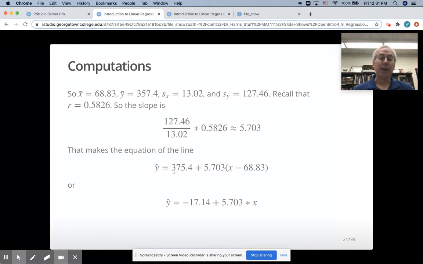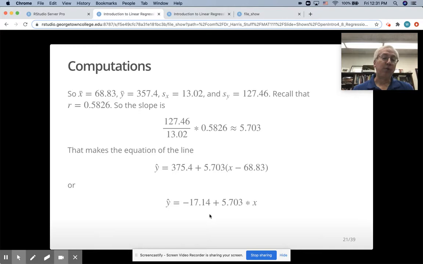So I get y hat equals 375.4 plus the slope 5.703 times x minus the x bar, the mean. And if I distribute, do a little bit of algebra, distribute, collect the constants together, I get what we call the slope intercept form. Y hat equals negative 17.14 plus 5.703 times x.